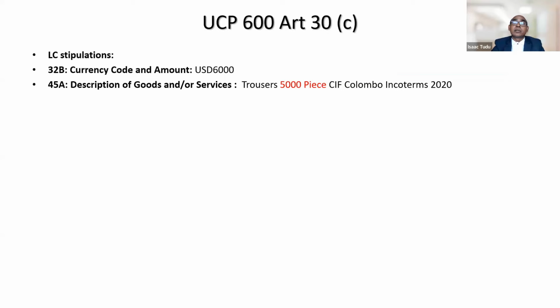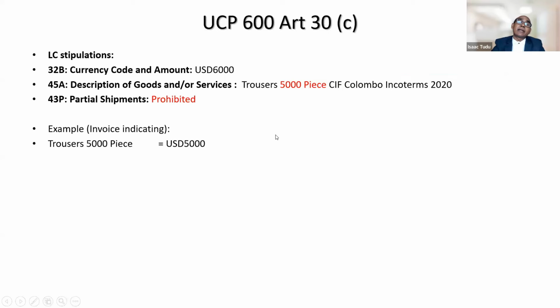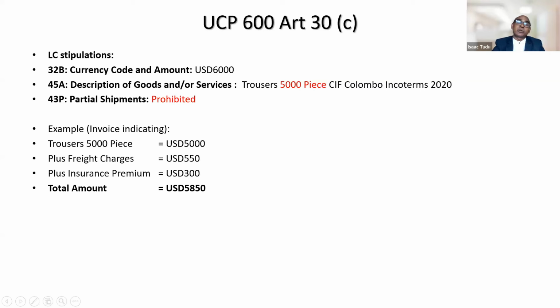So here is the example. LC amount is 6,000 US dollar. Trousers, quantity is 5,000 pieces, CIF Colombo Port, Incoterms 2020, right? Partial shipment prohibited. So here you can see invoice may indicate trousers 5,000 pieces, entire quantity has been shipped, amounting 5,000. Freight charges could be there, 550. This is the actual freight charge, okay? Insurance premium, again, actual insurance premium paid by the beneficiary, 300. So total amount comes to 5,850.